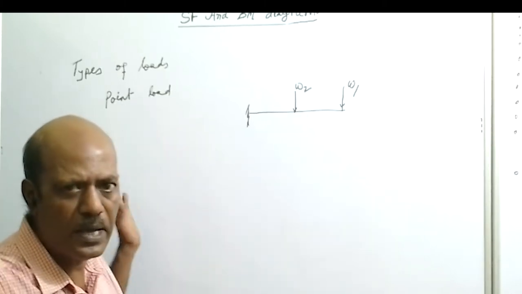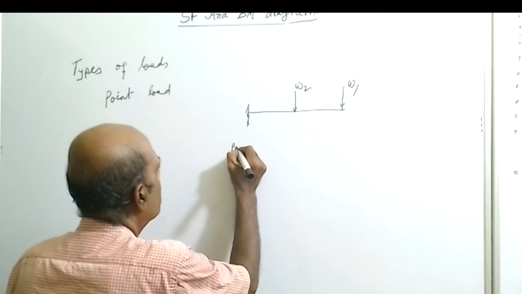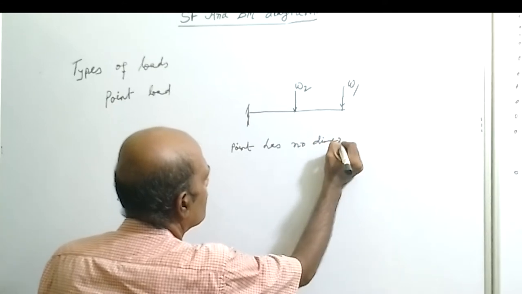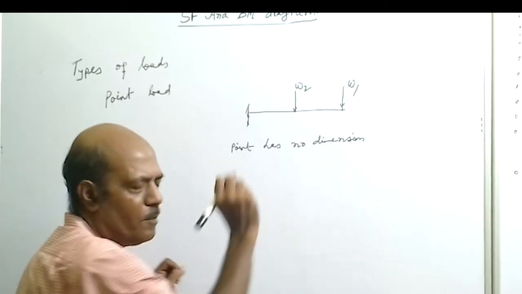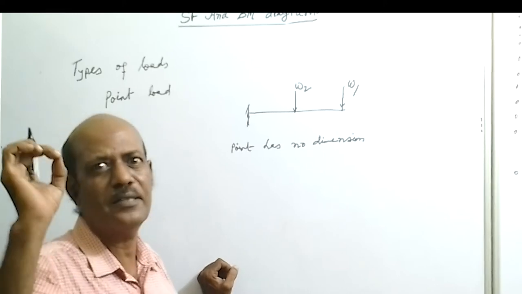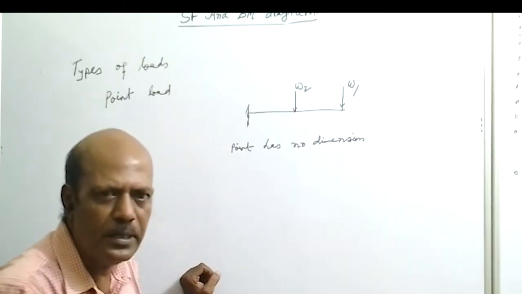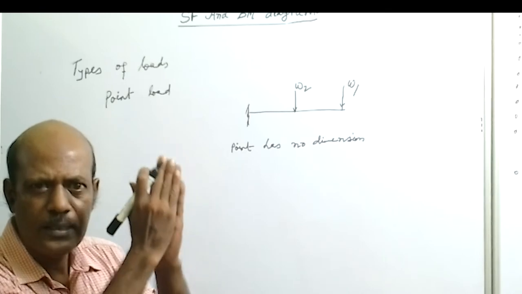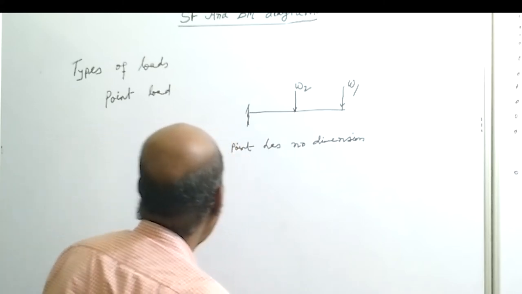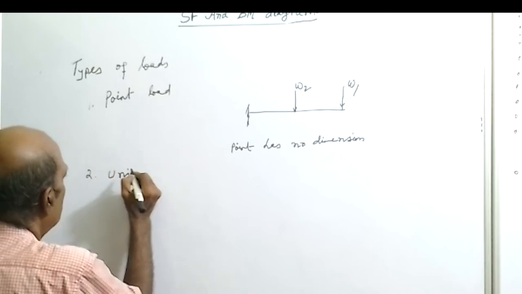In this, say W1, W2, like these loads are acting. In a point load, the whole magnitude of the load is passing through a point. We know a point has no dimension, so it will not occupy any area. What is the exact definition of a point? It is a location in a coordinate system, and we denote the point by a dot. That means the whole magnitude of the load is acting at that particular point. That kind of load is called a point load.